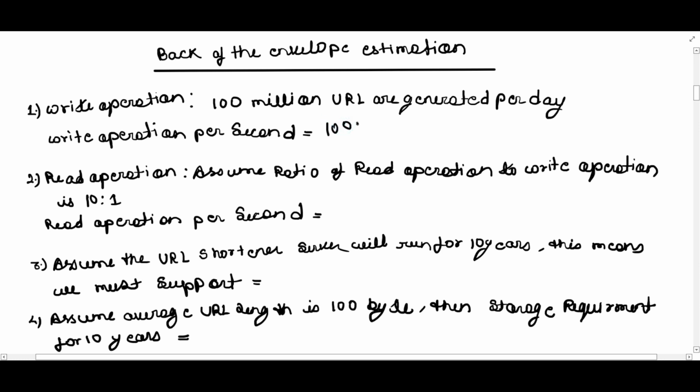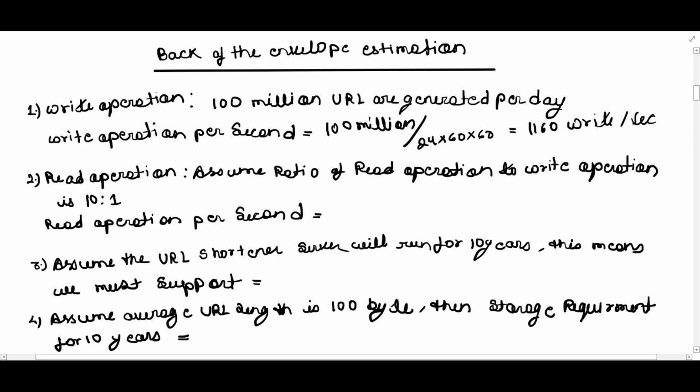We have to take the 100 million and divide by 24 hours into 60 minutes into 60 seconds. So this will come to approximately 1160 writes per second. We can round it as well, there is no issue. We can say 1000 writes per second.